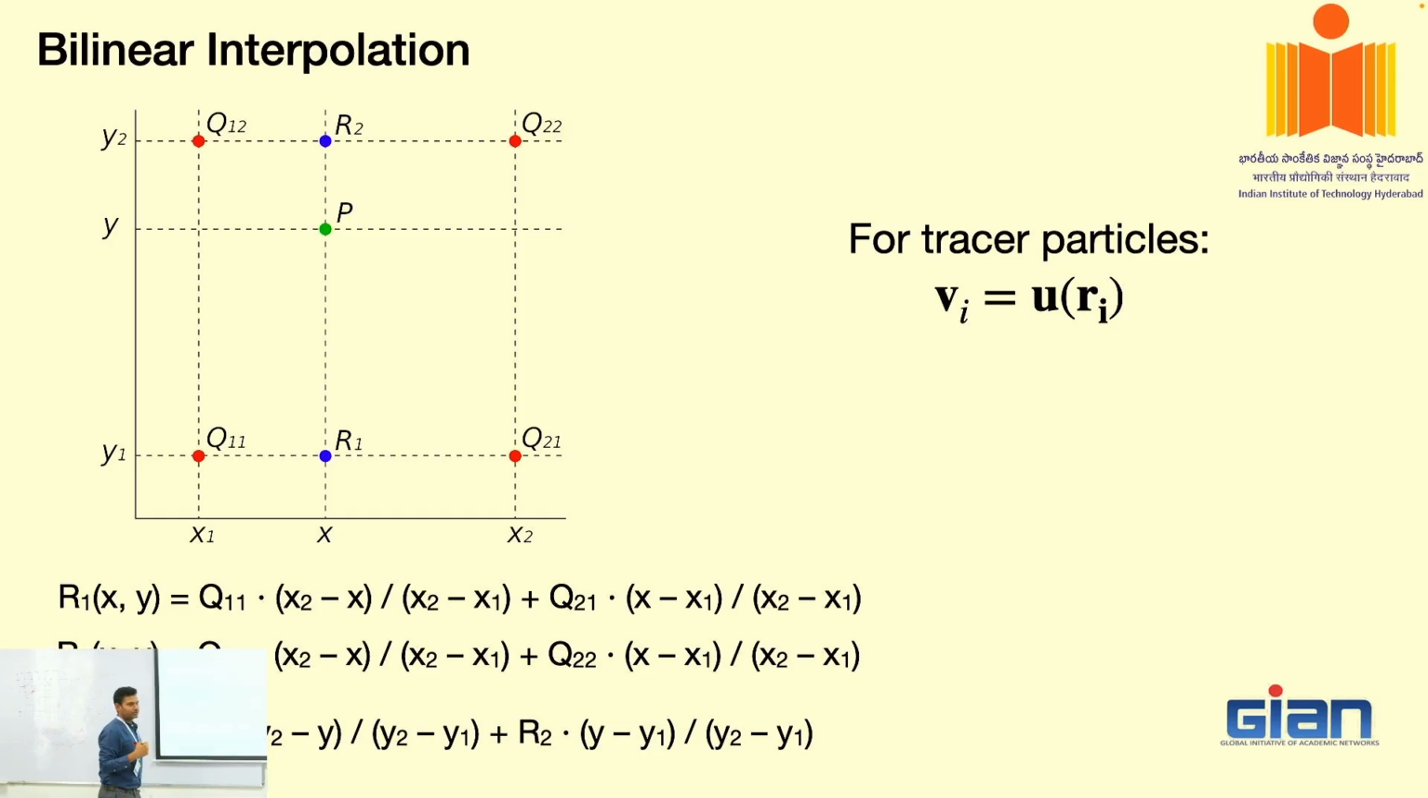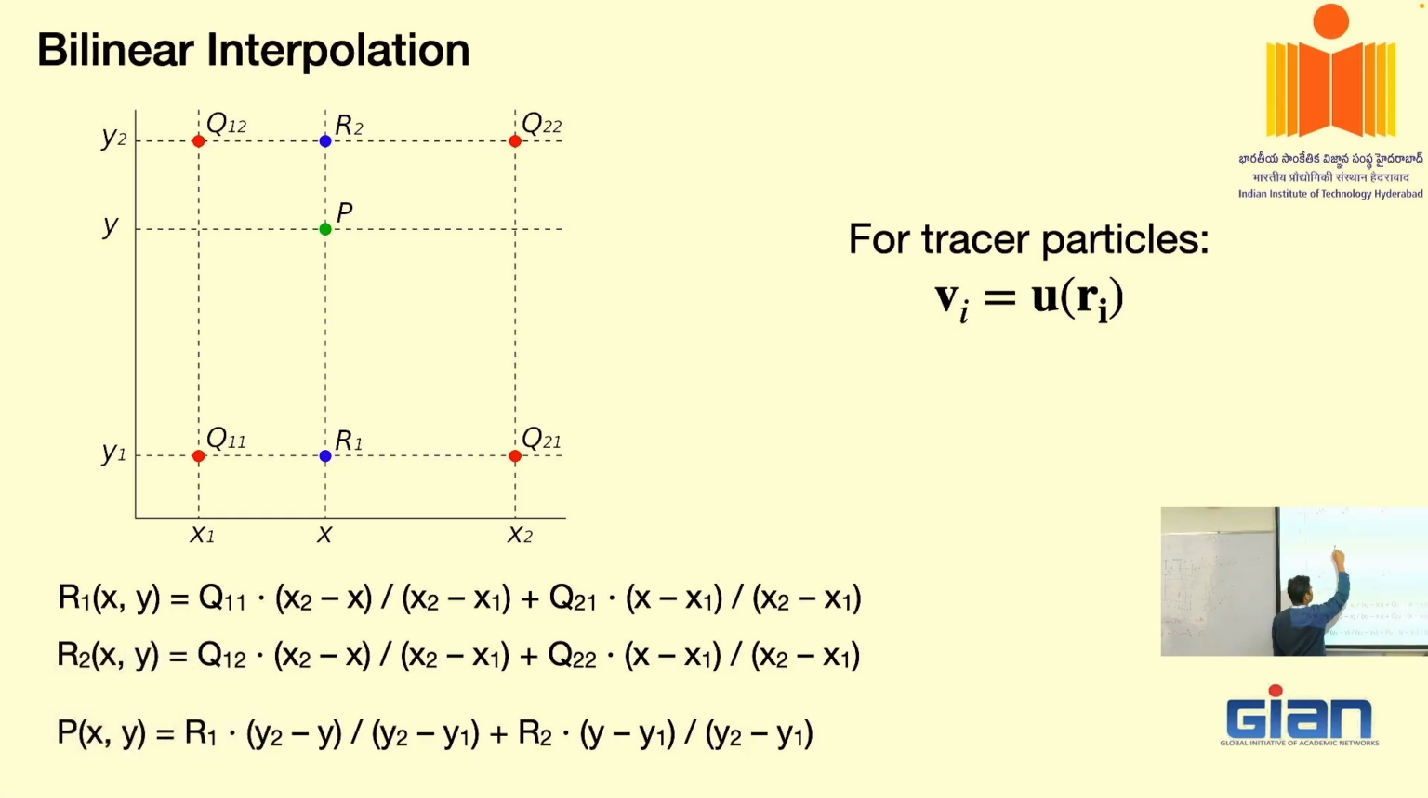So these 4 points represent the grid points that we have, and this is where the particle is, and we want to know the value of whatever field we are interested in. It could be vorticity, velocity, pressure, whatever. So first you do a simple linear interpolation and get the values at the points R1 and R2, and once you have the information at R1 and R2, you do another interpolation and get the value at P.